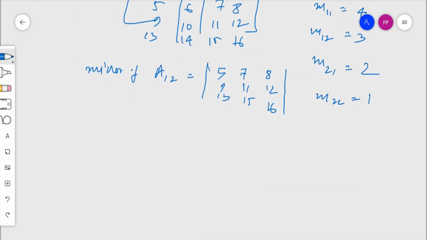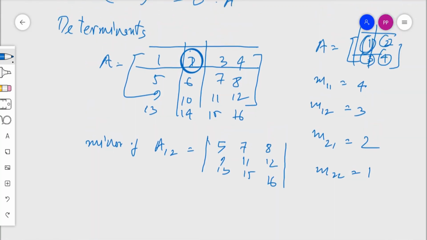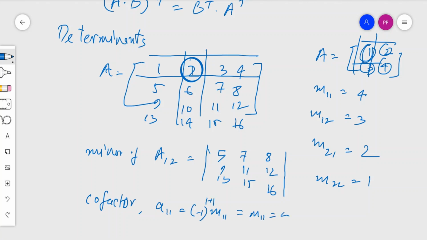So to find the cofactor, I just have A equals 1 2 3 4. So again for cofactor, we have cofactor for the term a11 equals M11 times minus 1 power 1 plus 1, which equals M11, equals 4.